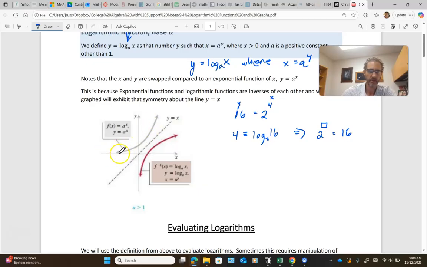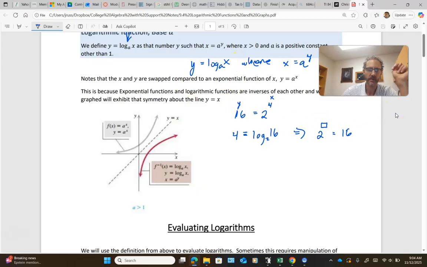And we talked about how there's a horizontal asymptote right here on the x-axis, and it crosses the y-axis at 1. Well, the inverse function, or the logarithmic function, we see down here, this is what its graph looks like. And remember how inverse functions exhibit symmetry about this line y equals x right here, okay? So instead of crossing the y-axis at 1, the logarithmic function will cross the x-axis at 1. And it will not have a horizontal asymptote, but it will have a vertical asymptote right on top of the y-axis. Okay? We'll look at a graph later on.